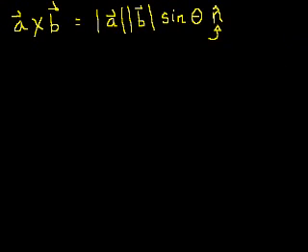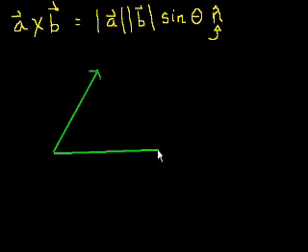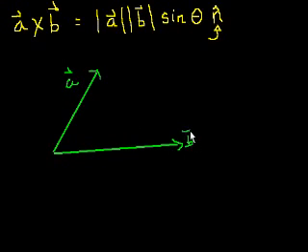Let me redraw some vectors. I'll draw them a little fatter. So let's say that's A. That's A. This is B. B doesn't always have to be longer than A. So this is A, and this is B.